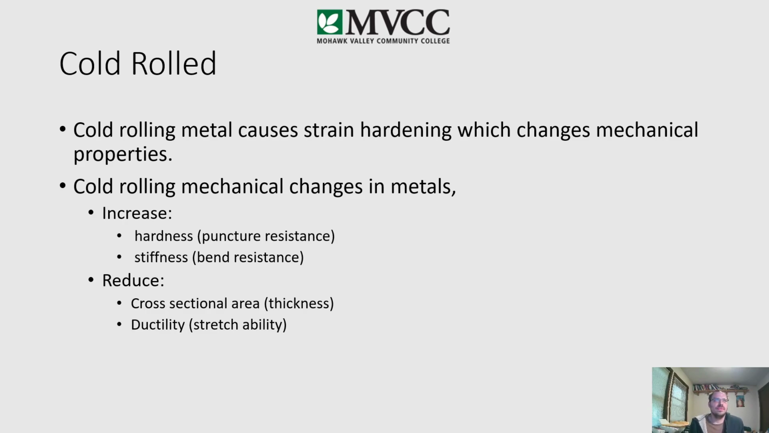You can think of it. So cold rolling metal causes strain hardening, which changes the material properties. The mechanical changes that you'll see from cold rolling are an increase in hardness and stiffness. So you can't really puncture it as easily. It doesn't bend as well. But what it does do really well is you get a good hardness out of it, and you get a better stiffness.